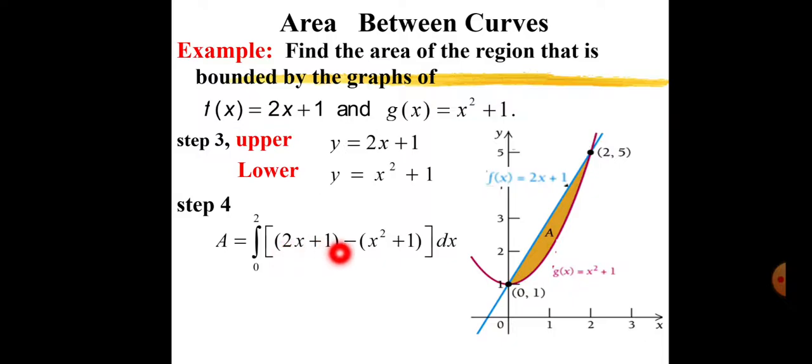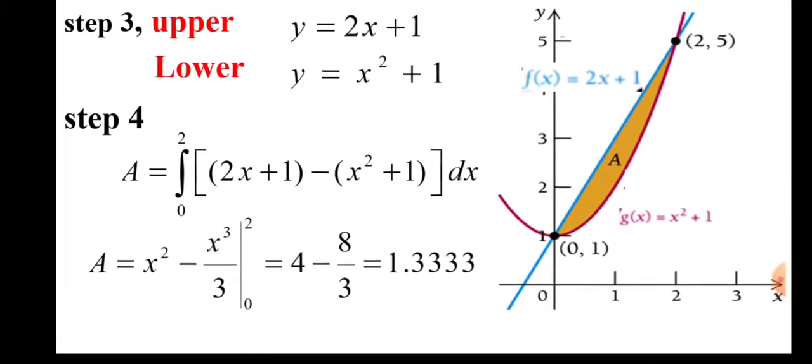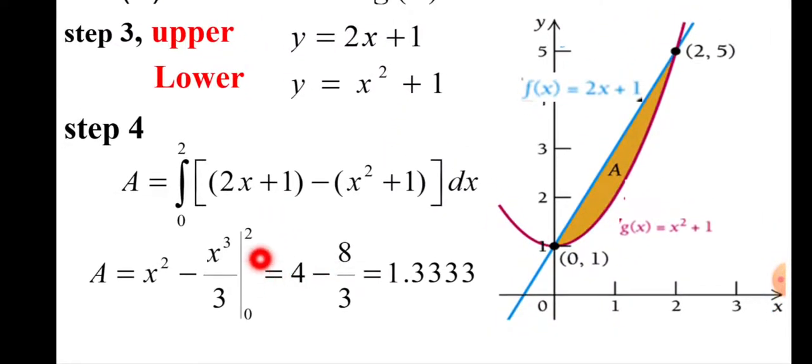Here we have area equals the integration of the upper one, which is the line 2x plus 1, minus the lower one, which is the curve x squared plus 1, from 0 to 2. The points of intersection were 0 and 2, so we have to integrate from 0 to 2. Do the integration here. This is your final answer of the integration. It's very simple, you can do it by yourself, and after that use the numbers from 0 to 2, substitute x equals 2 minus substitute x equals 0, so your final answer is 1.33.